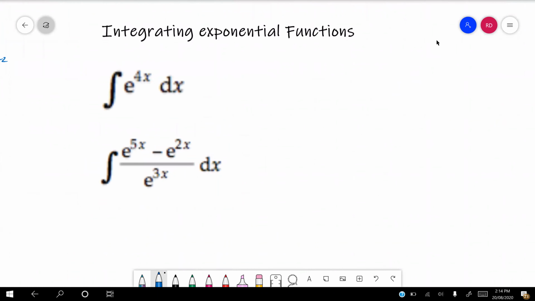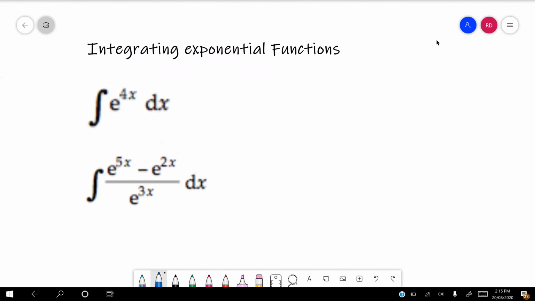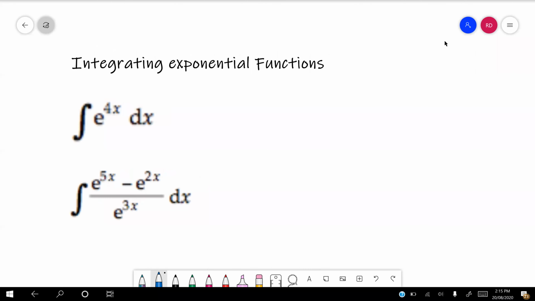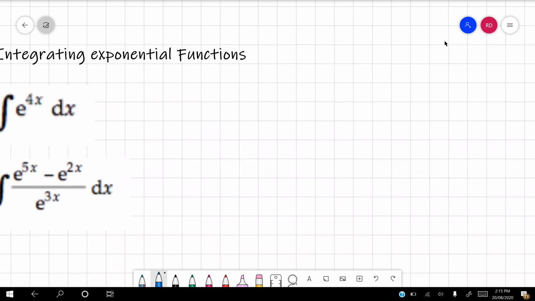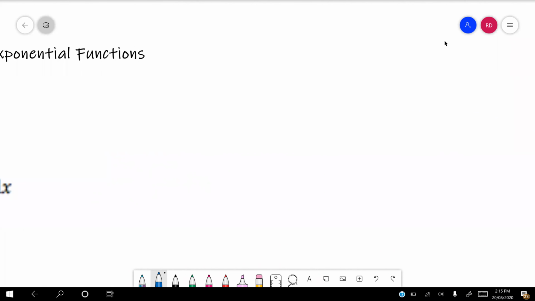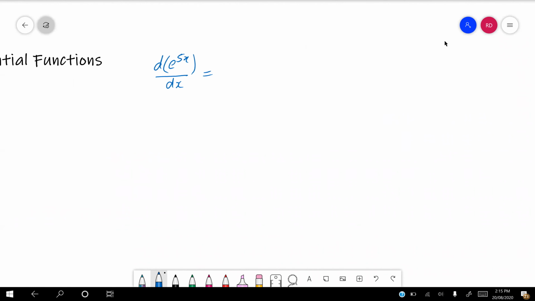Okay, so today there's something new that we have not done last year. Today we're looking at integrating exponential functions. As I said before, integrating is the reverse process of differentiation. So the first thing you should be looking at is, how would I differentiate an exponential function? So if you had e to the power of 5x and you were differentiating, what would you have done?